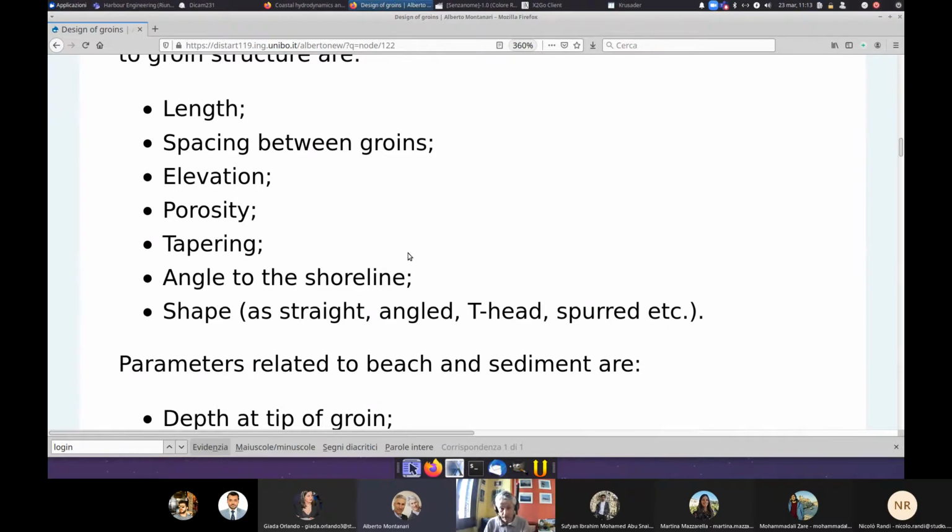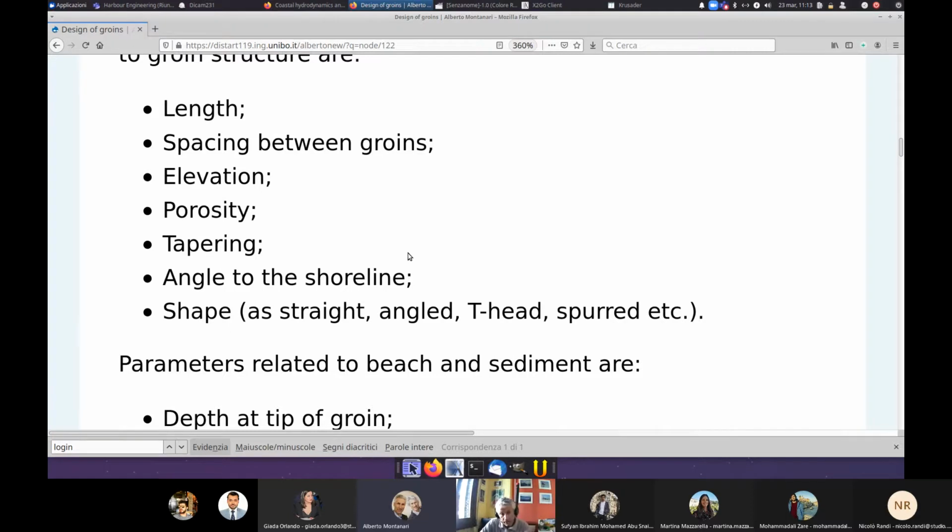in the presence of groins. So first, we have the length. Long rather than short, of course, makes a difference. Because as I said, the new shoreline doesn't reach the top of the groin, but of course, if the groin is long, you bring the new shoreline to a more advanced position.